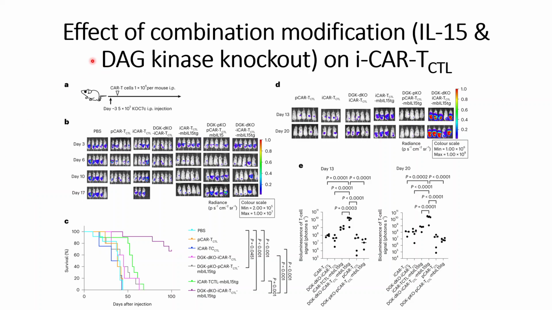In this video we will discuss the effect of the combination modification, that is interleukin 15 cytokine addition and DAG kinase knockout, on the iCAR-T-CTL. This iCAR-T-CTL is the CAR-T cells developed from mature T cell lineage differentiated from induced pluripotent stem cells. We have discussed the effect on this iCAR-T-CTL individually of this interleukin 15 cytokine induction and also this DAG kinase knockout, that is DGK alpha and DGK beta.